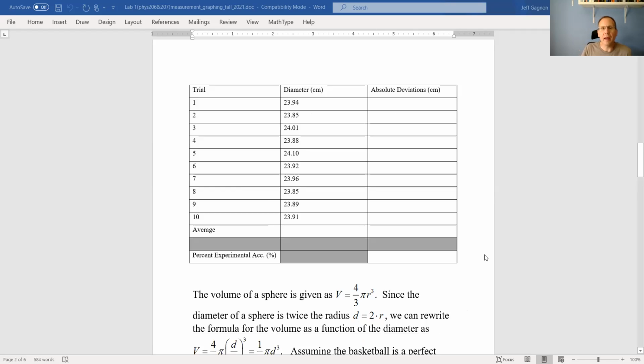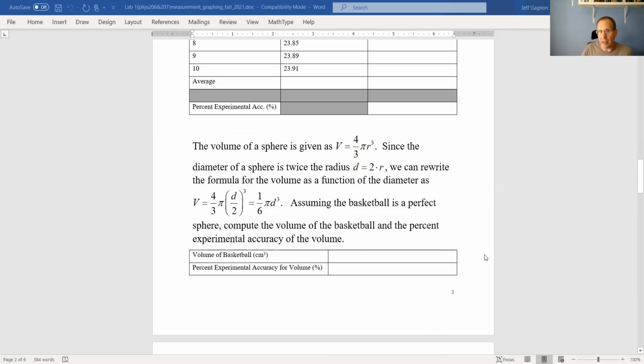All right, now you're told that the volume of a sphere, and a basketball you can think of just as a sphere, is given as 4/3 pi r cubed. However, in this case, we didn't measure the radius. The r here stands for radius. We measured the diameter. And we know that the diameter is twice the radius, or you could write the radius is half of the diameter. So I can rewrite the formula for the volume of a sphere in terms of the diameter.